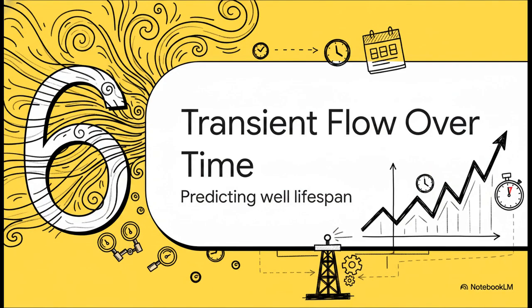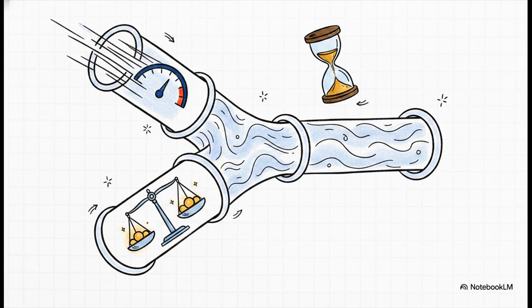And finally, Section 6, transient flow over time, predicting the lifespan of the well. All right, we've mastered the gas, the pressure, and the turbulence. Now we add the ultimate variable to the mix, time. A reservoir isn't just some static tank. As a well produces over months and years, that underground pressure is constantly dropping. To track this, engineers use the formidable diffusivity equation, which beautifully merges Darcy's rate equation with the principle of mass conservation to model transient, unsteady flow.